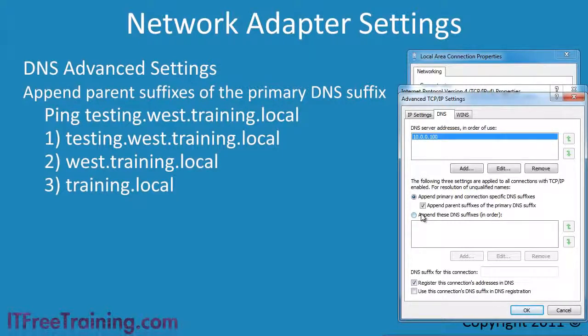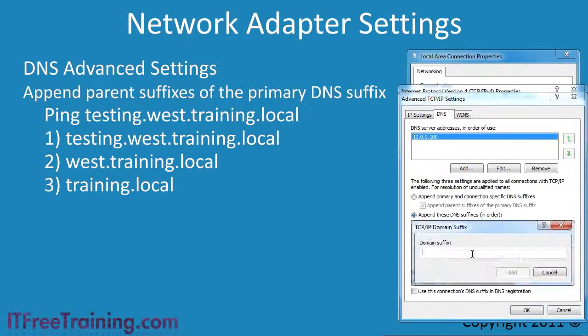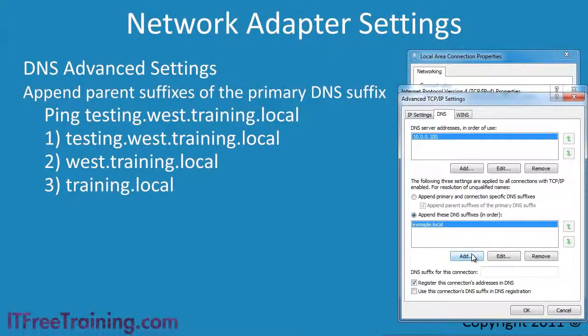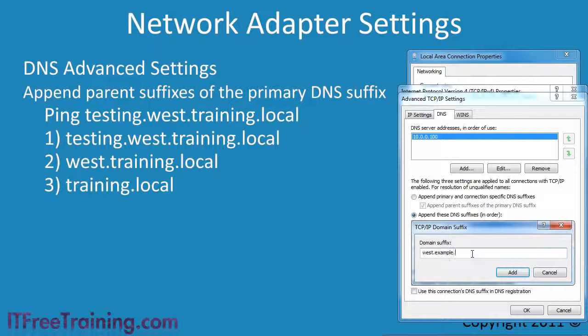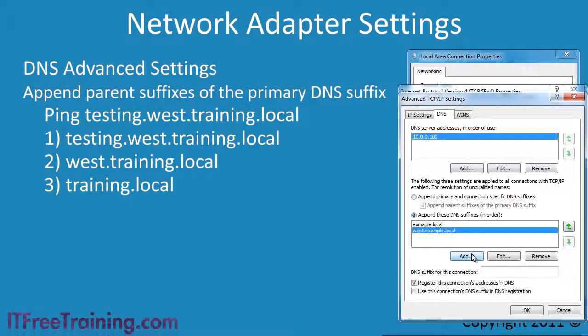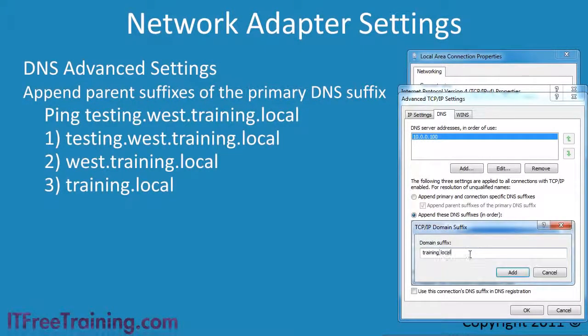The next option, Apply these DNS suffixes in order, allows you to customize the domain suffixes used. For example, say this computer was part of the domain example.local. Later on, a network called west.example.local was added. I could manually add both of these domain names, and thus any resolve request would check both these domains for that computer. I could even add additional DNS suffixes such as training or testing networks.